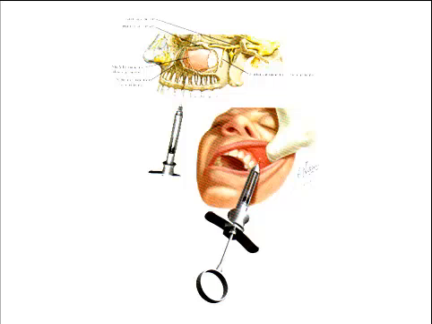So what is our soft tissue landmark when we're giving anesthesia? It's the mucobuccal fold directly above the second premolar, the maxillary second premolar.